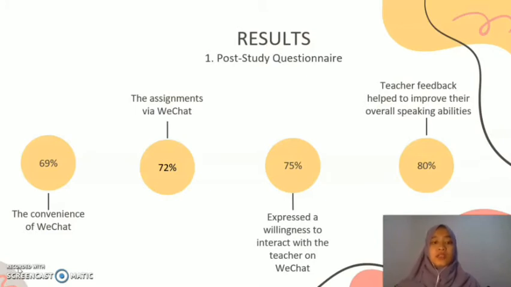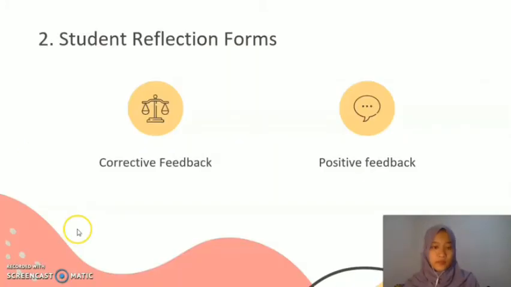In response to questions about the usefulness of feedback, all the mean scores were high, indicating participants' positive attitude toward teacher feedback. And the next is the student reflection forms. There are two student reflection forms: the first is corrective feedback and the second is positive feedback.